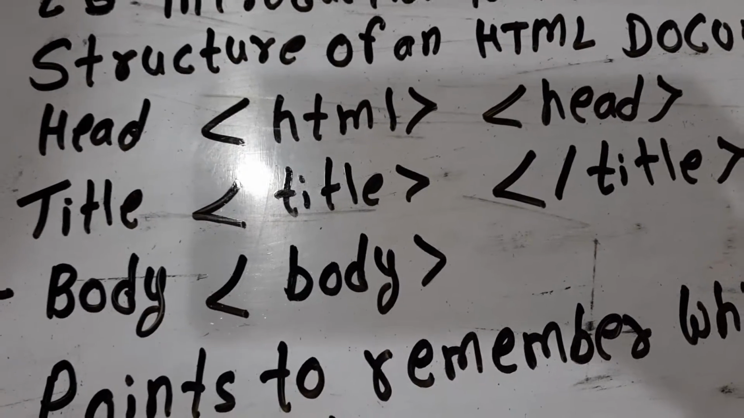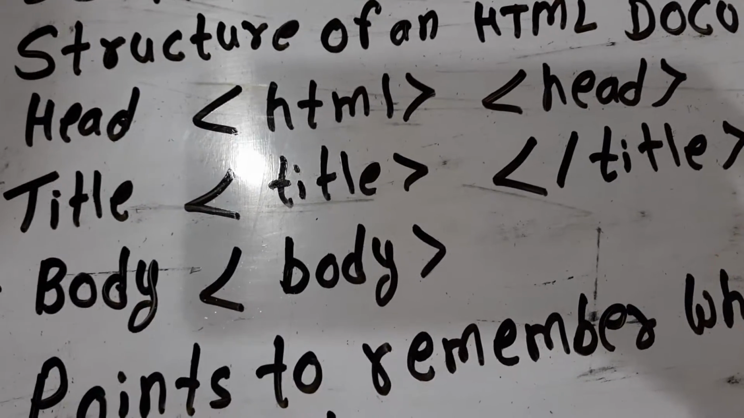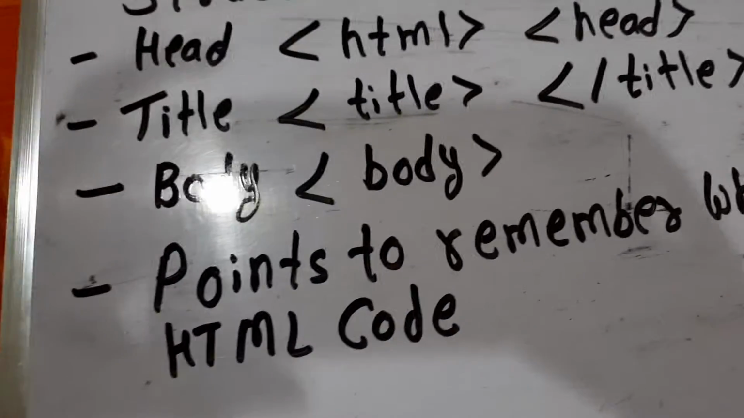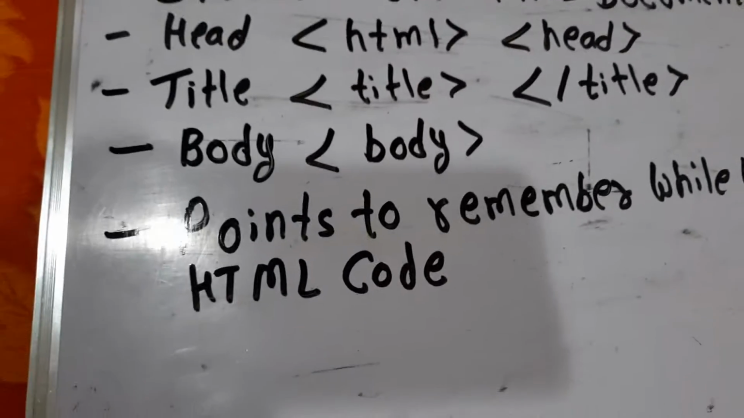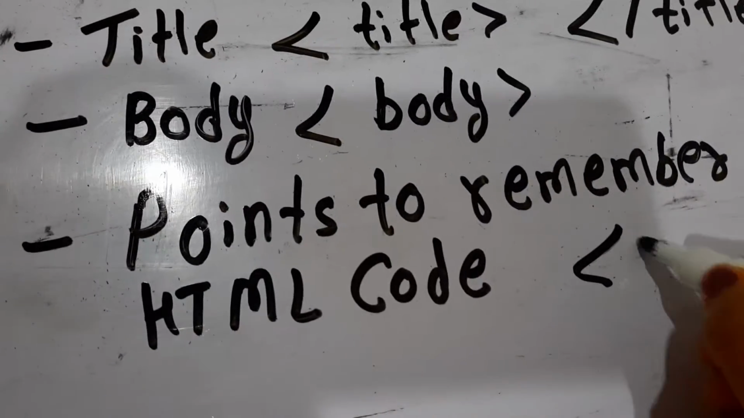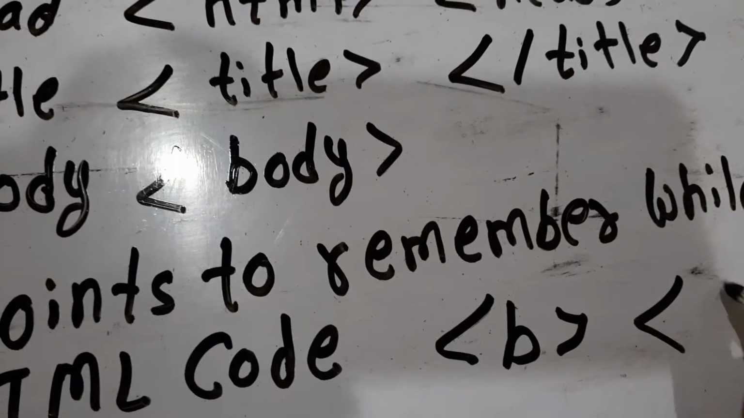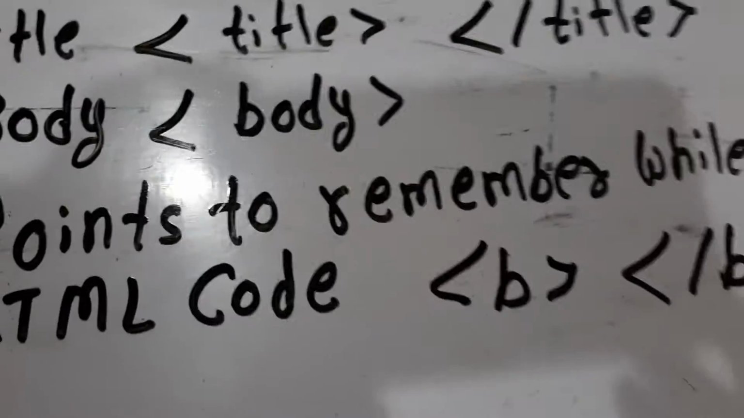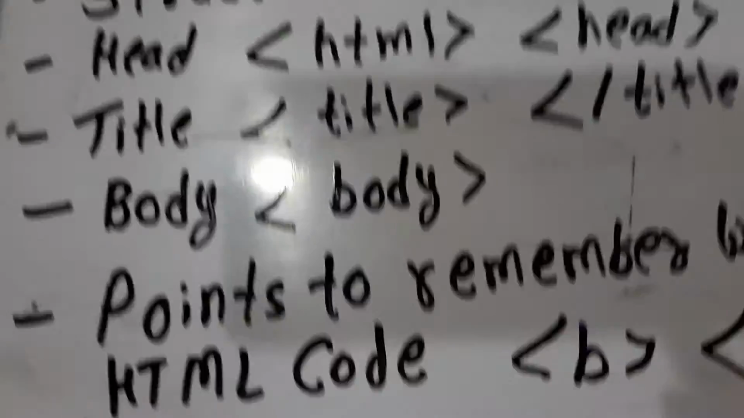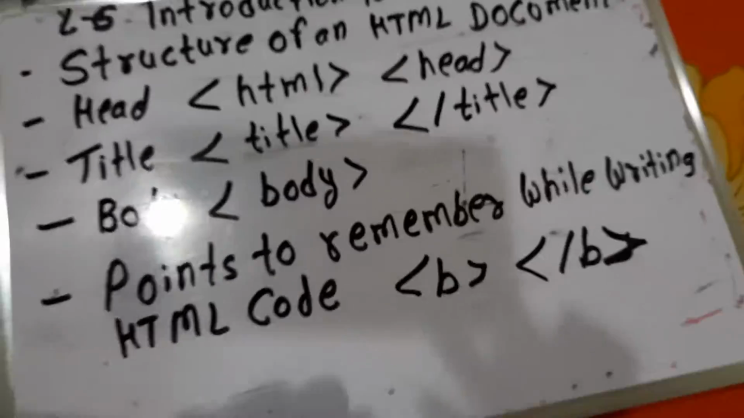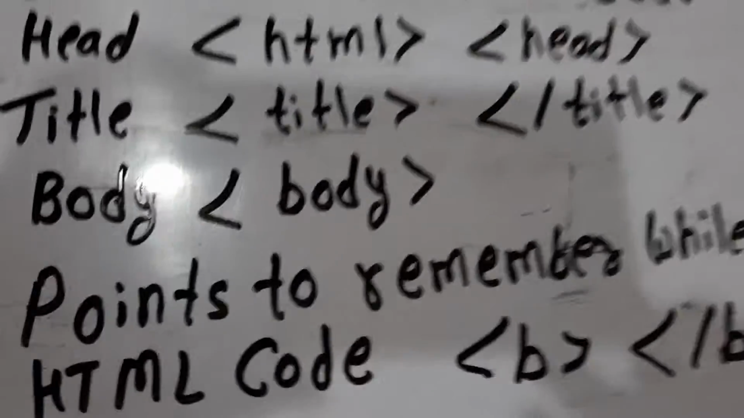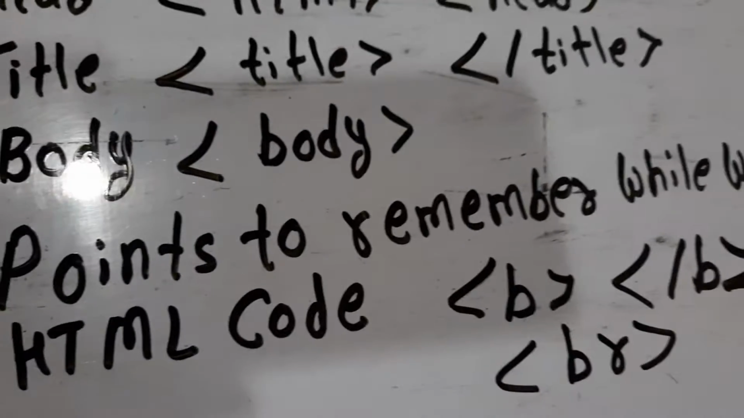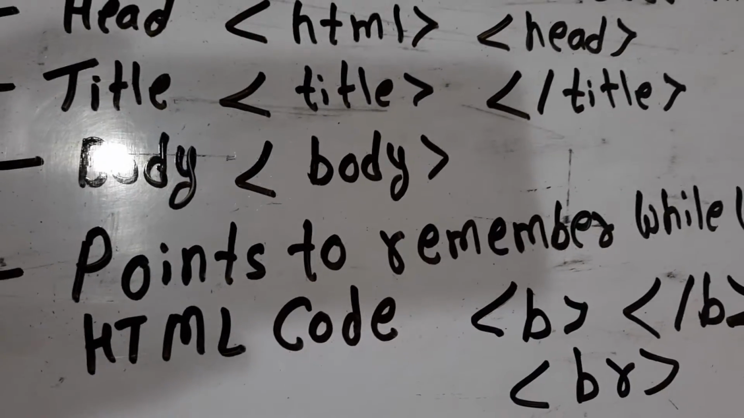Container elements should have opening and closing tags. When you are writing B, bold, opening, then it has to have a closing tag also. When you are writing bold, it has to have the closing tag also. Okay, these are the container elements. And then empty elements will not have a closing tag, only an opening tag, that is break. Breaking the line, you will go to the next line, that is break.